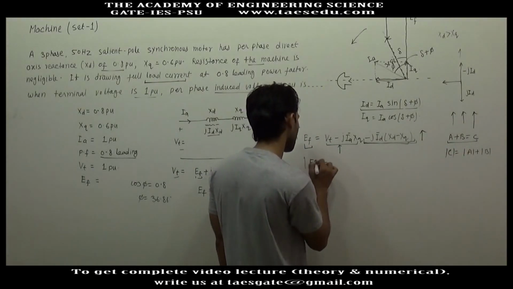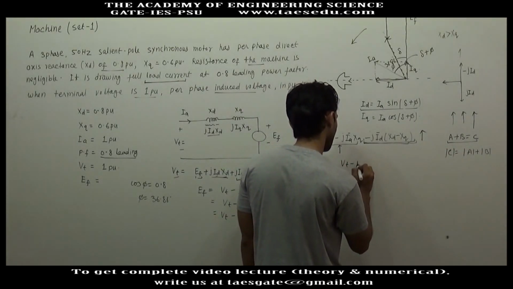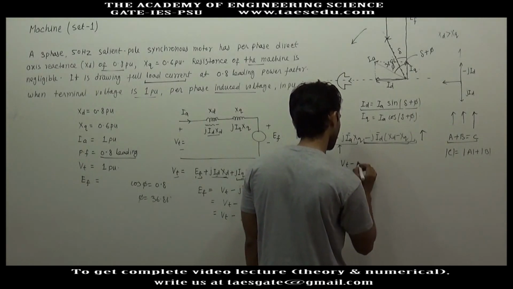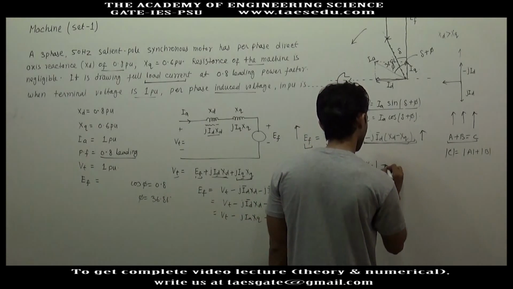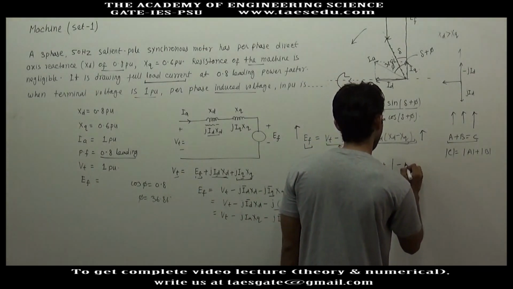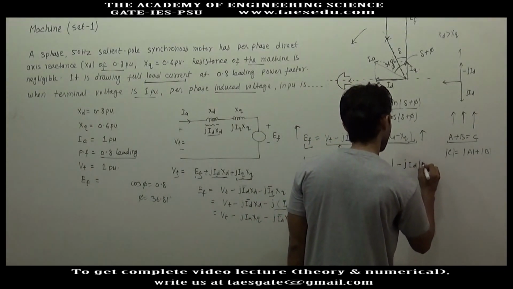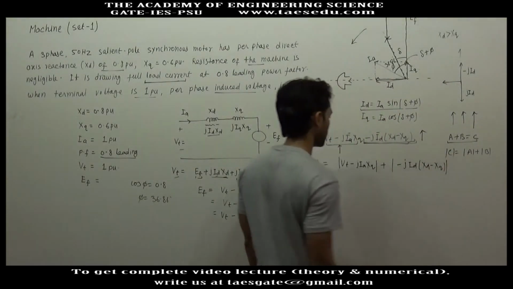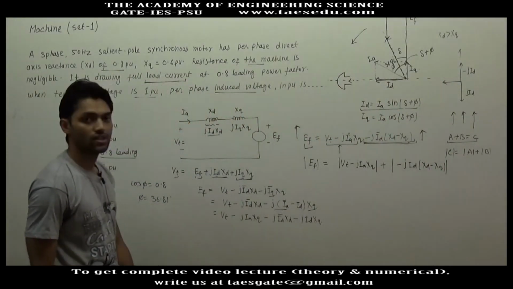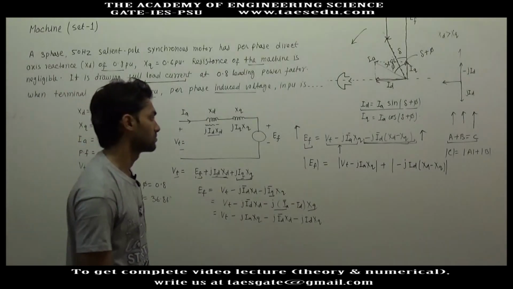So the modulus of EF can be written as the modulus of Vt minus jIaXq plus the modulus of minus jId(Xd minus Xq). This is the way we do the calculation in a salient type synchronous machine.